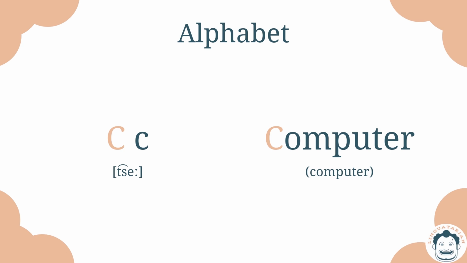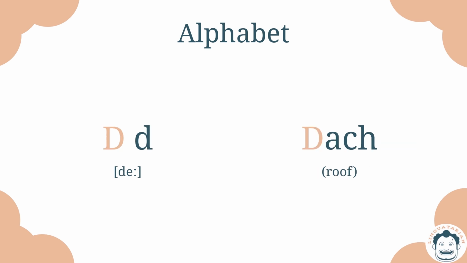C. The example word given here is computer. Computer. This is an example of it's not always pronounced as a C, which again you'll learn just by exposure. Next we have D. D, as in the word Dach. Dach, meaning roof.